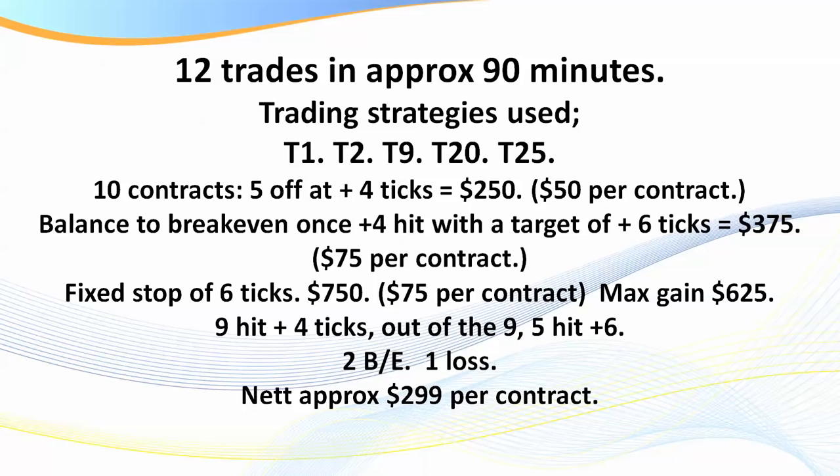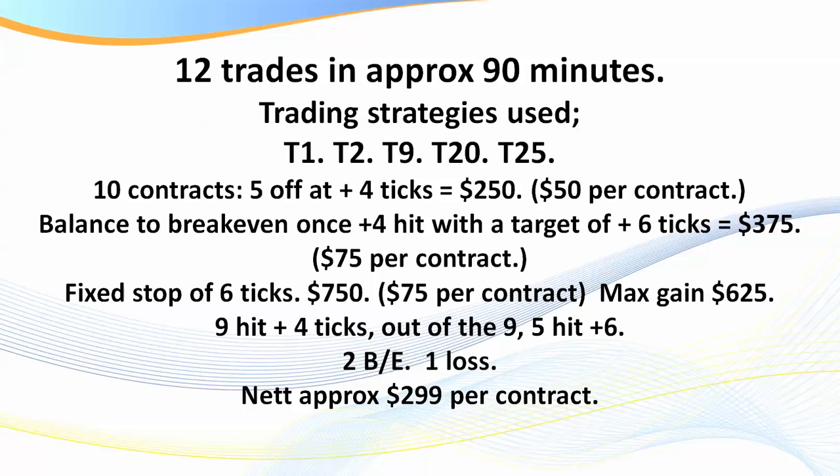So in the examples I'm going to be showing you, I was trading 10 contracts, 5 off at plus 4 ticks, which is $250, less $45 odd in brokerage. Now once I hit 4 ticks, the last 5 went to break even, and thanks to the trading DOMs, nearly all trading platforms, you can have this simply coded automatically. As soon as you hit your target, you go to break even. Then I had my second target at 6 ticks, which is $375.